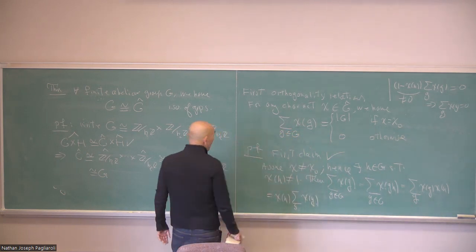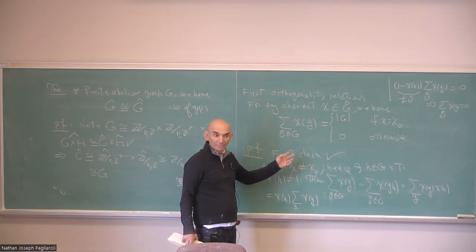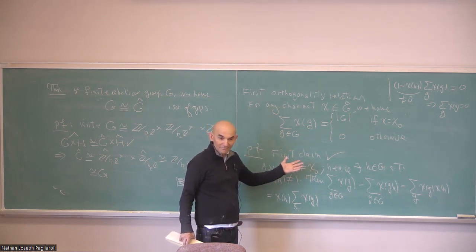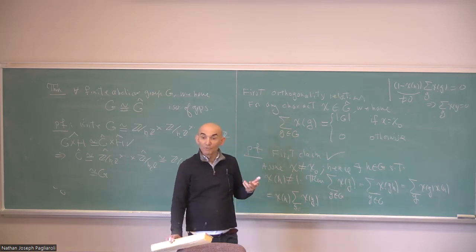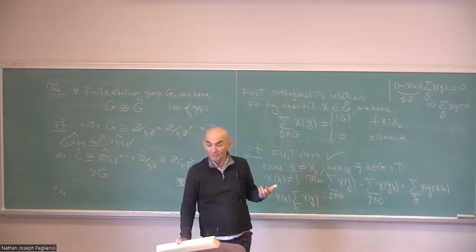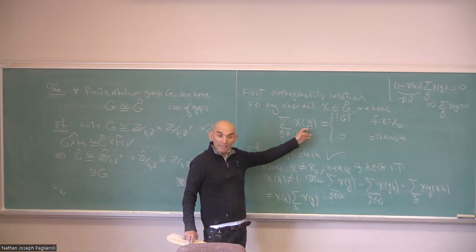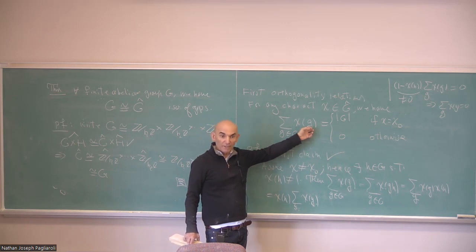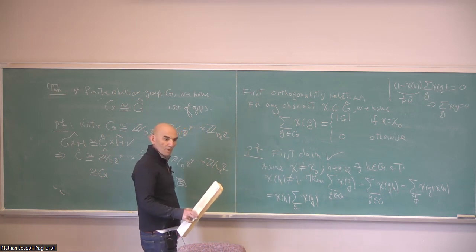All right, now I called it the first orthogonality relation. Is there a second orthogonality relation? That would be dual. This time we just sum over all characters at a fixed element. So this is called the second orthogonality relation. Let's prove that also. Is that clear?